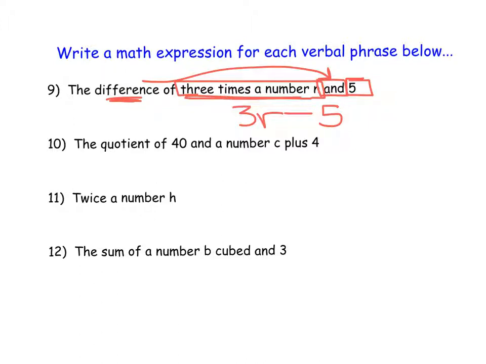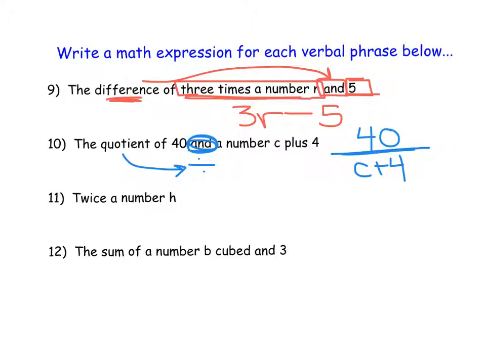The next one says the quotient of 40 and a number c plus 4. So the division sign is going here. And what I suggest you do here is use the fraction because that's going to help you see it a little bit more. So quotient means division. We're finding the quotient of 40 and a number c plus 4.